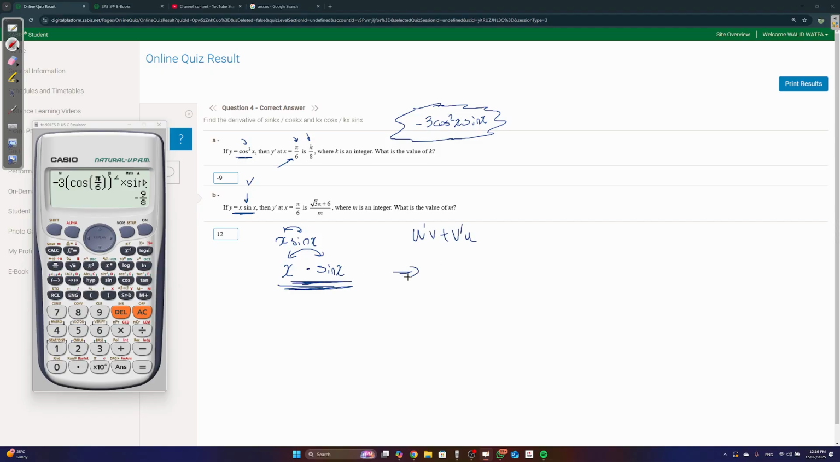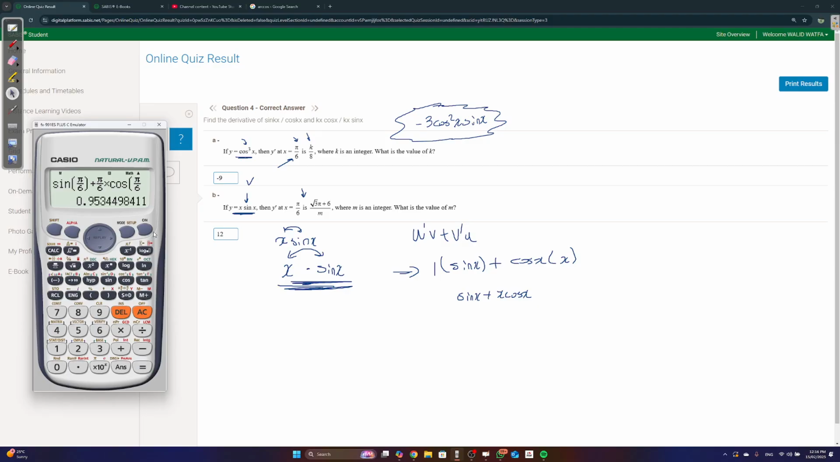So x sine x becomes, let's apply it. What's the derivative of x? 1 times v, which is sine x, plus v prime. What's the derivative of sine x? Cosine x. U is x. Okay, so you're going to get sine x plus x cosine x. Plug in pi over 6. So sine pi over 6 plus pi over 6 times cosine pi over 6.